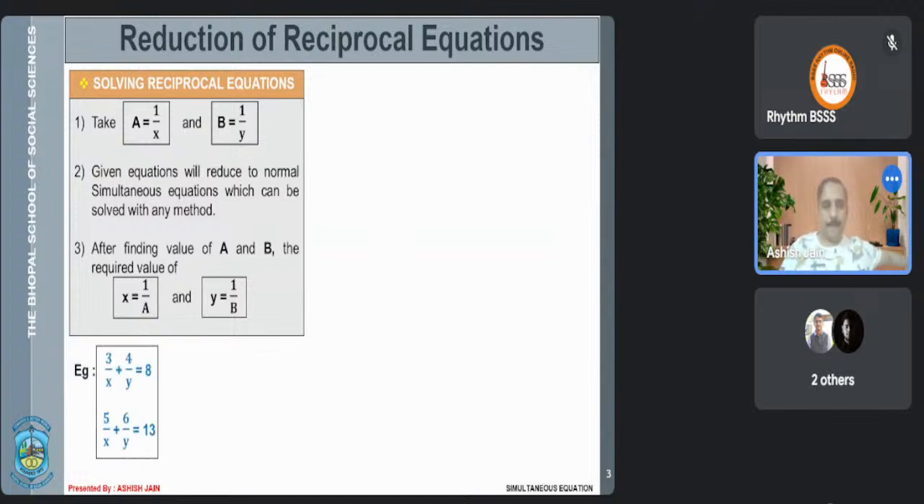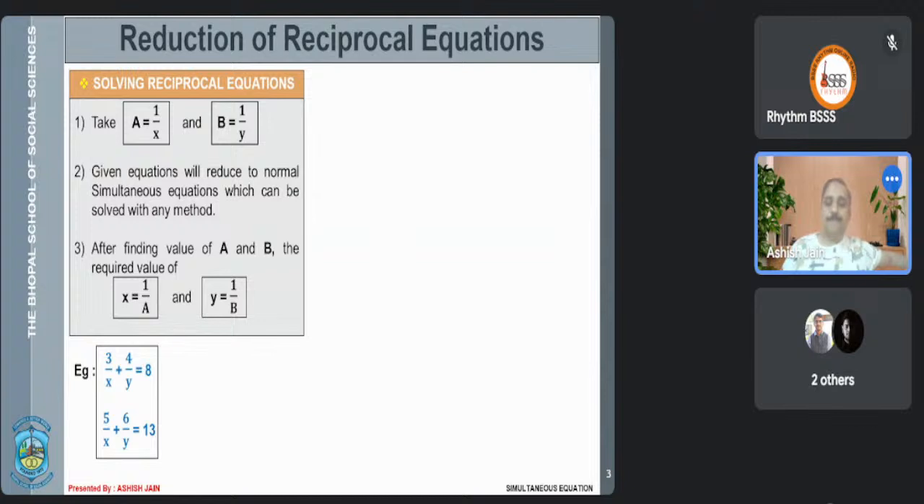For example, we have an equation 3 upon x plus 4 upon y is equal to 8, 5 upon x plus 6 upon y is equal to 13. Here we have unknown variables x and y, but they are not in numerator, they are in denominator. Such equations are called reciprocal equations. Question अगर आएगा तो आपको long answer आएगा 8 marks question.